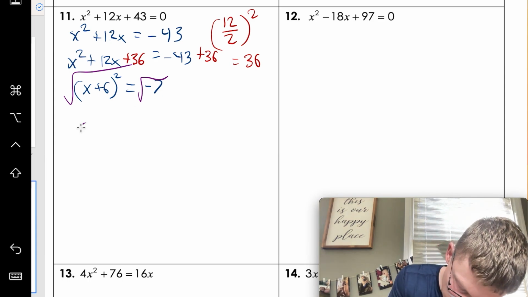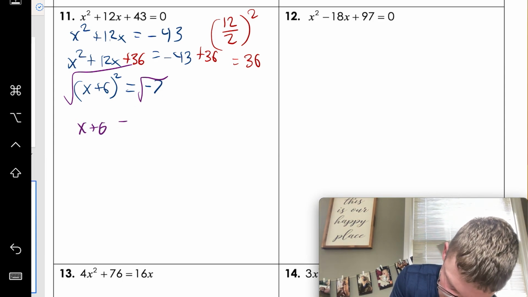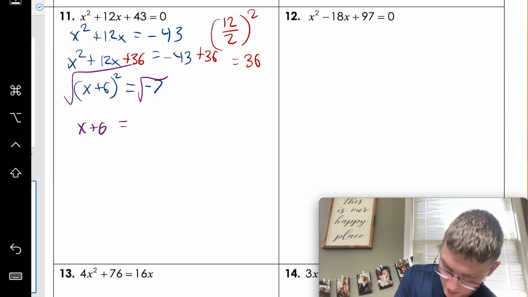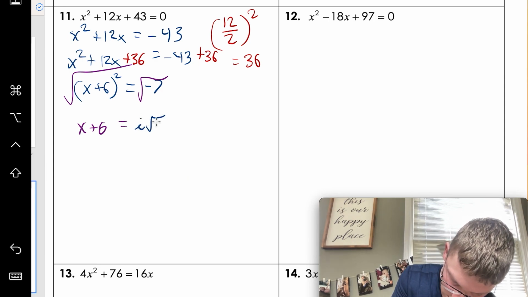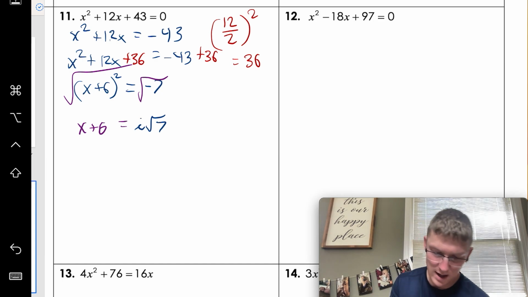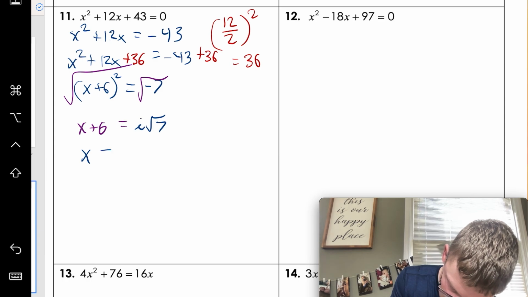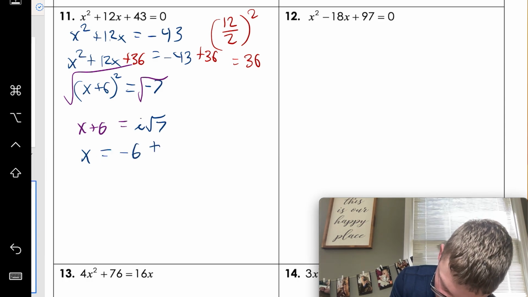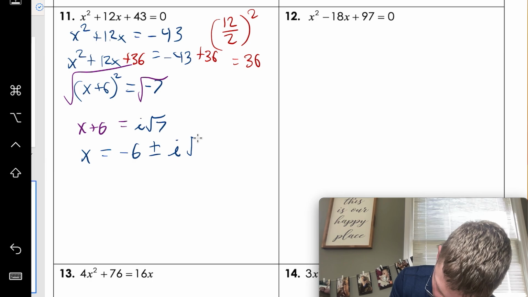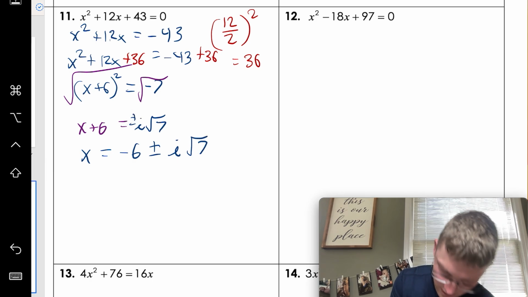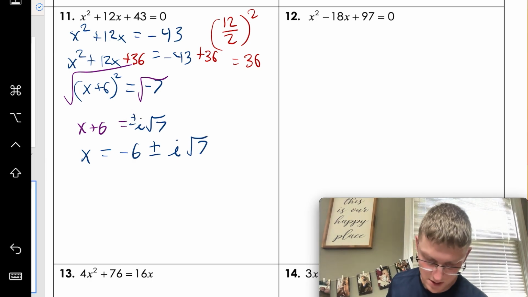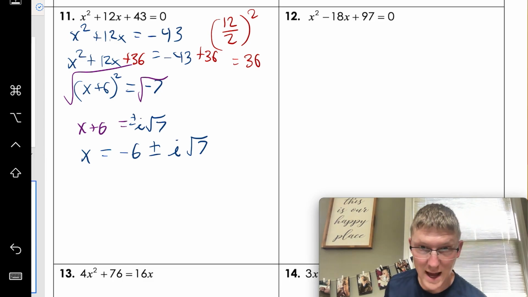No problem. So we've got x plus 6 equals the square root. We're going to say i square root of 7. So we're pulling that negative sign out. And sorry, I just randomly switched to purple, but I'm back into blue. Negative 6 plus or minus i square root of 7. We should technically have a plus or minus right up there. That's where it came from. So that's all it is. Nothing too crazy. We're just going to be using our i's a little bit too.